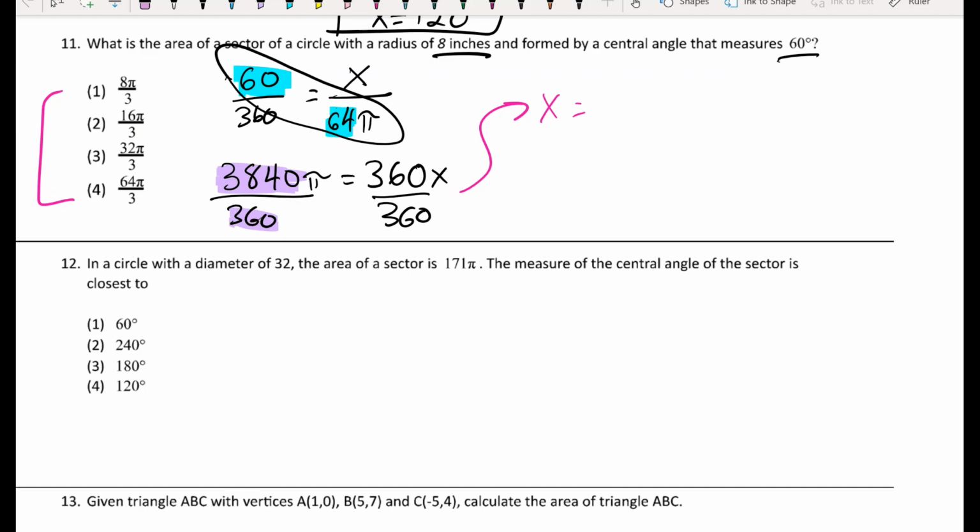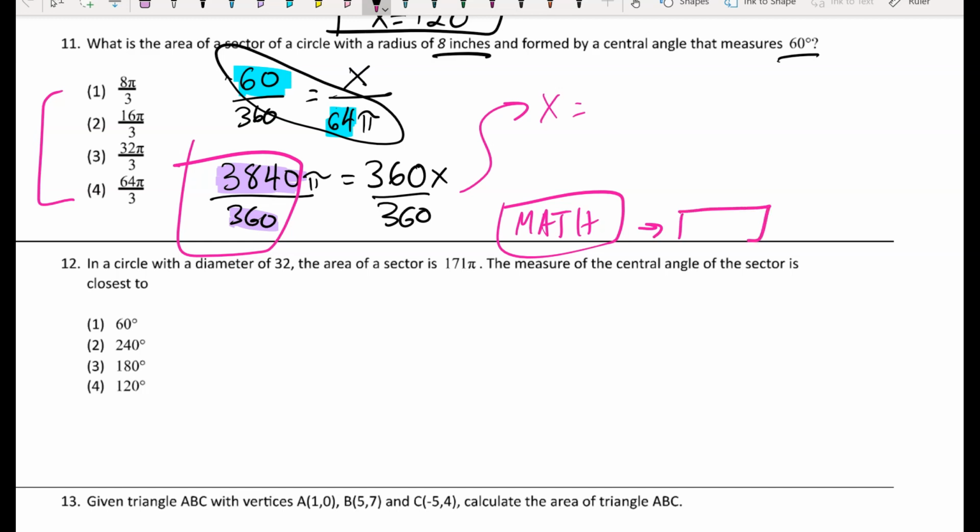Or you could just reduce this fraction in your calculator. And the way to do that is to hit the math button, which is right below alpha, then hit the enter button, and then one more time hit the enter button. And what that's going to do is change that fraction from 10.666666 to 32 over 3 as a reduced fraction. And I'm still multiplying by pi. So my final answer would be 32 pi over 3 if I reduce that fraction in my calculator. You don't have to, you could convert all those to decimals, but that's probably the easiest and fastest way to do it.